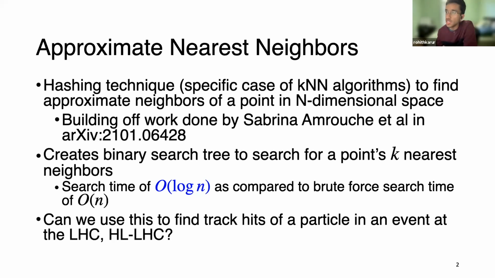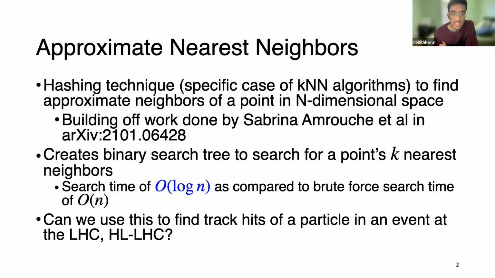So in a nutshell, ANNs are hashing techniques which are used to find the approximate nearest neighbors of a point in n-dimensional space. And in our case, since we're dealing with the inner detector, 3-dimensional space. So ANNs basically work by creating a binary search tree of points. So our search time gets reduced from O(n) to O(log n) search time.